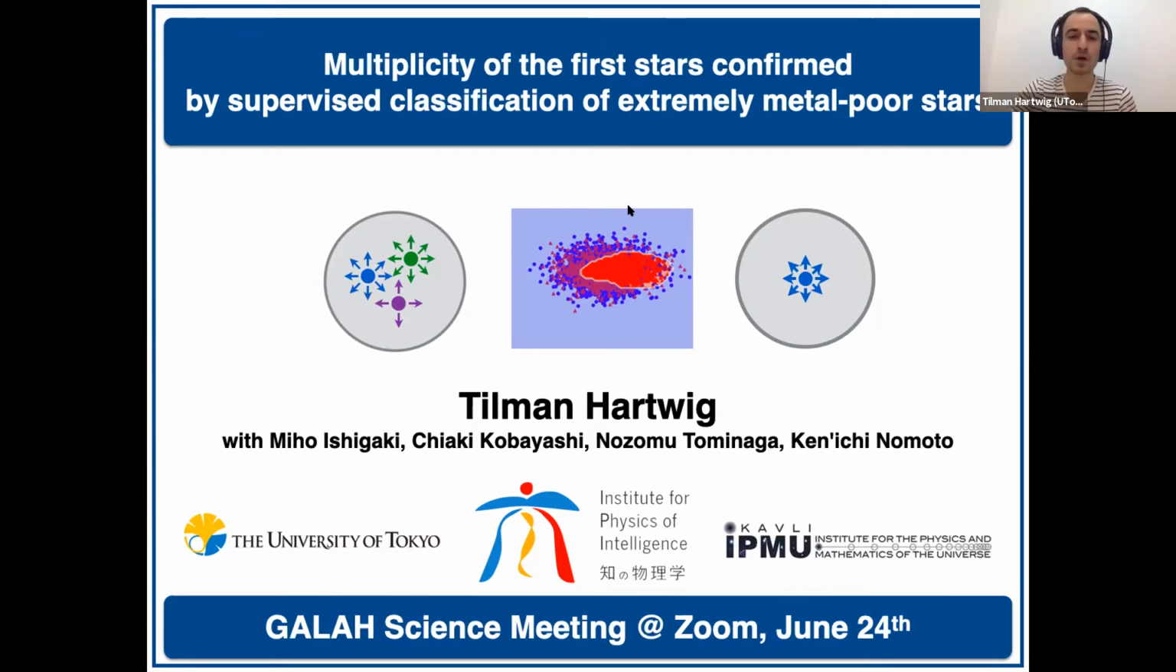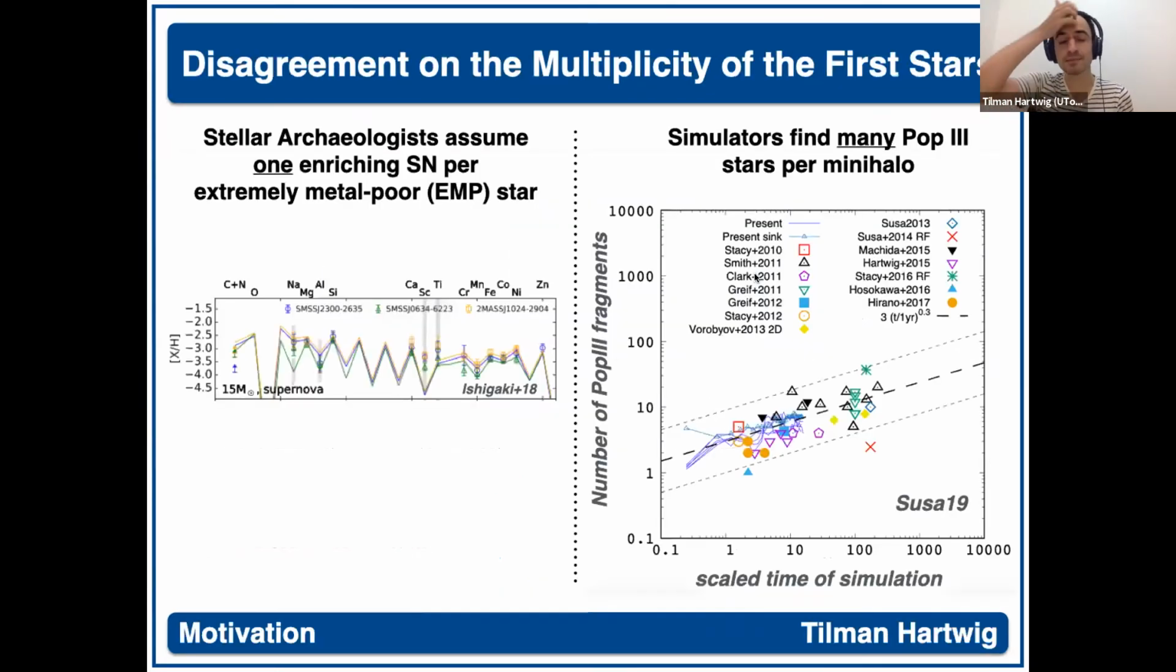And so without further ado, I would like to show what we can do with supervised machine learning and how we can infer the multiplicity of the first stars from extremely metal-poor stars. So let me first motivate a problem, not to say conflict, that I see in the stellar archaeology community, or how we treat the data.